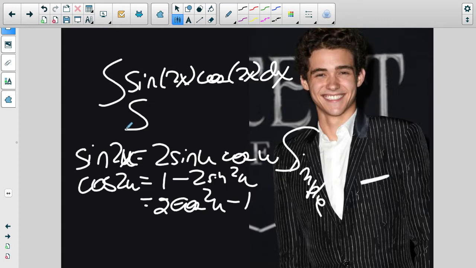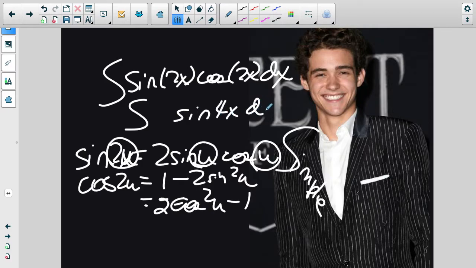All right, so follow the pattern. If u is 2x, what is 2u? So this becomes sine 4x dx. And where would the 2 go? Because I don't see a 2 here. So wouldn't that equal 1/2?